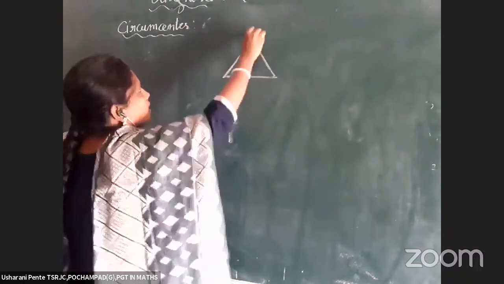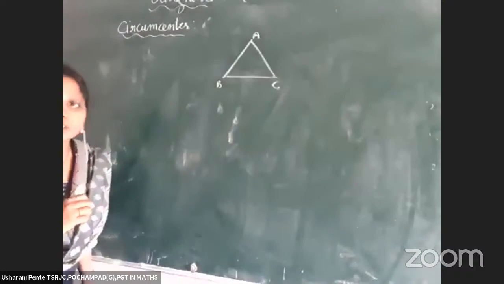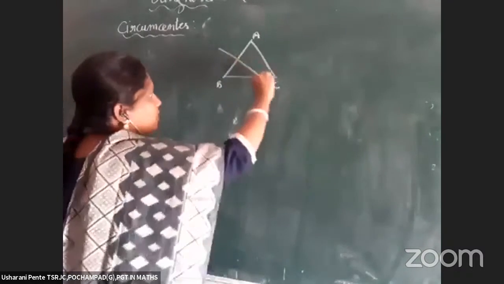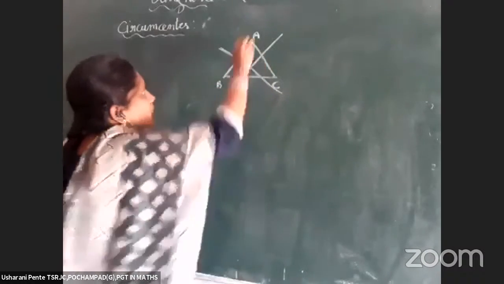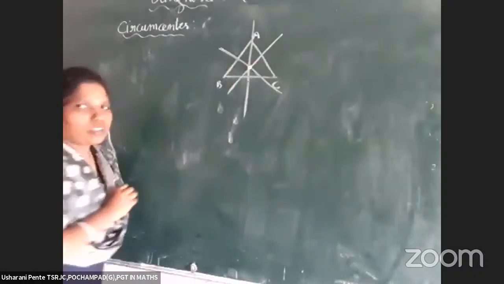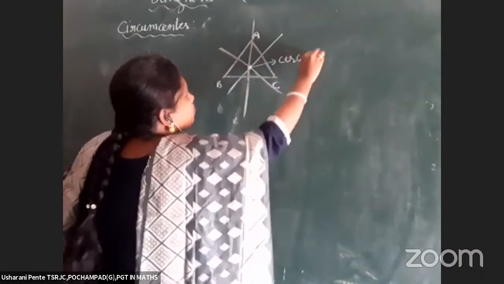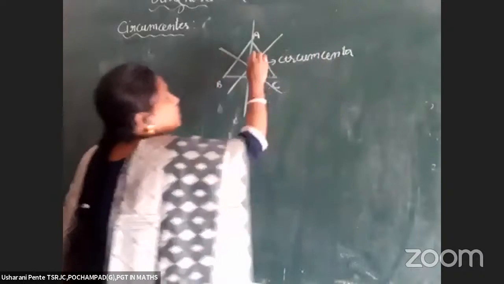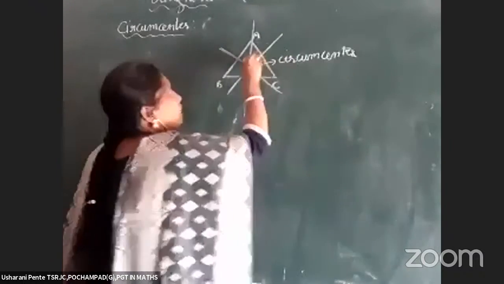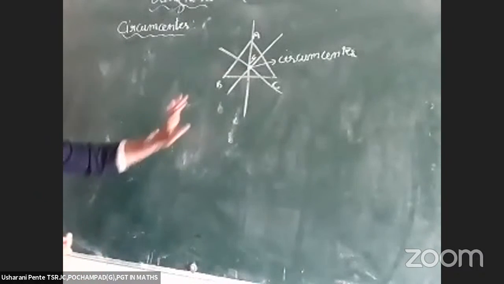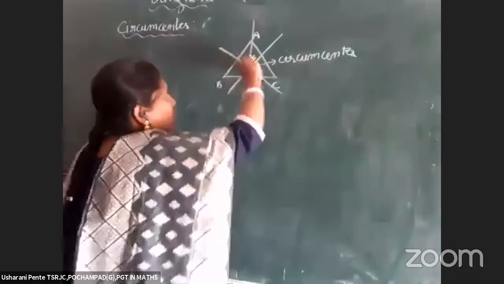What is the circumcenter? If we take a triangle ABC and draw the perpendicular bisectors for the triangle, the point where these perpendicular bisectors meet is known as the circumcenter, and it is denoted with the letter S. And these are the perpendicular bisectors.